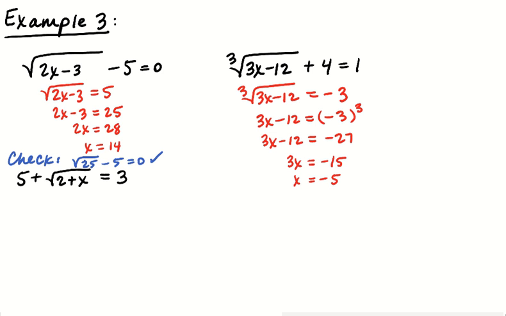14 is a solution. All right, this is going to be one where when we go back and check, it's going to come back that it was not a solution. All right, so I need to isolate the radical. So I'm going to subtract 5 from both sides. And I'll have the square root of 2 plus x is 3 minus 5. I'm going to square both sides. And I get 2 plus x equals 4. I subtract 2, and I get x equals 2.